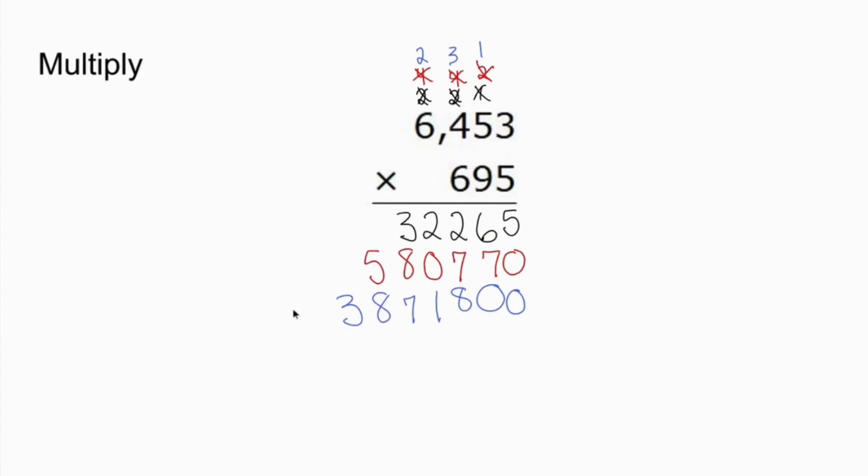Now what we do is we add up these numbers. 5 plus 0 is 5. 6 plus 7 is 13. 13 plus 0 is still 13.